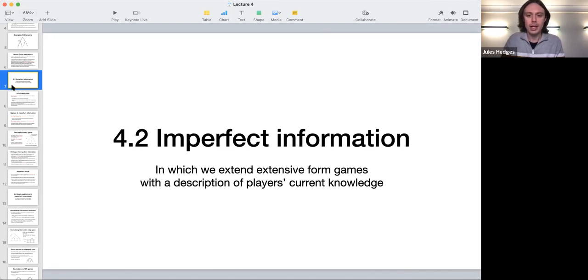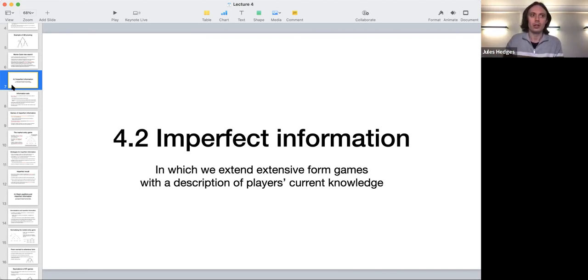So now we come to our next major topic, which is games of imperfect information. Up until now, when we've had extensive form games, it's been implicitly assumed that every time a player makes the choice, they know exactly where they are in the tree. That is to say, they know what node they're in, and from that they can infer the entire path that was taken to reach that node from the root. So they know everything that has happened.